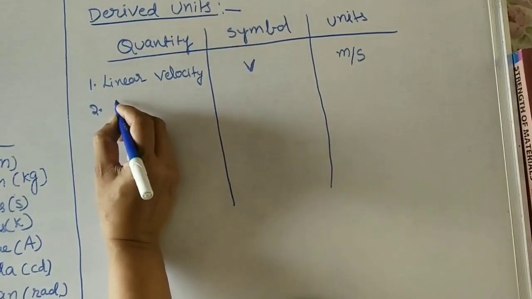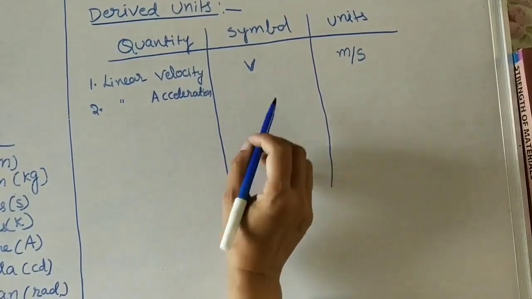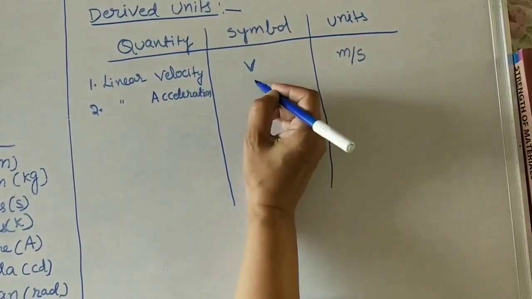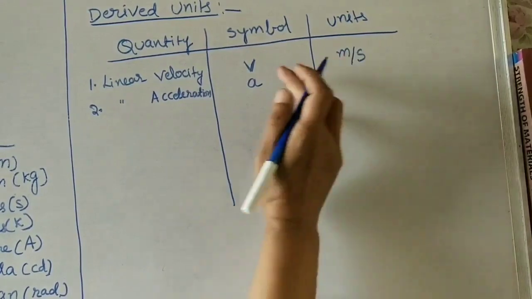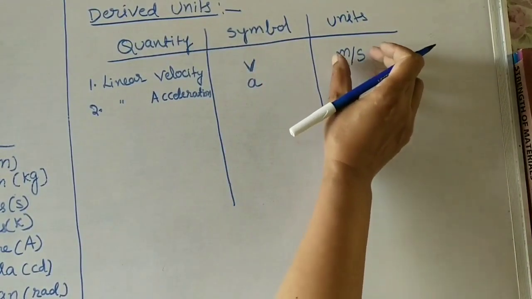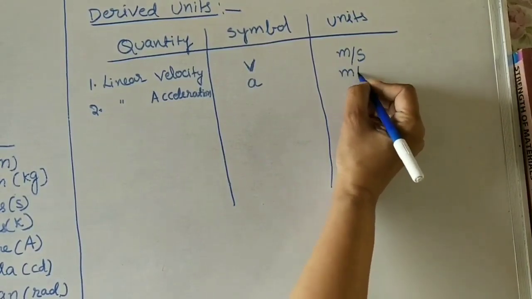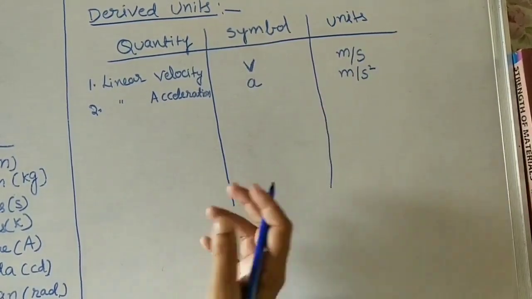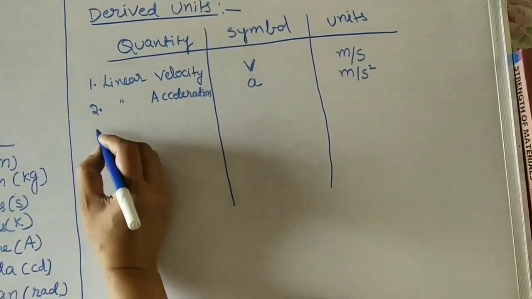Similarly, linear acceleration. Change in velocity with time. Okay, so it is A symbol we are using. Now here velocity by time. Velocity unit is meter per second, per second means meter per second square.